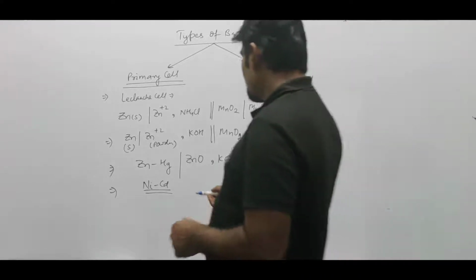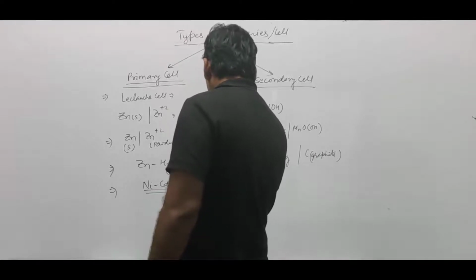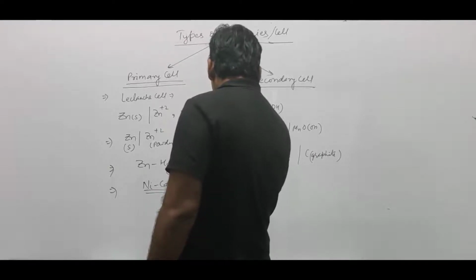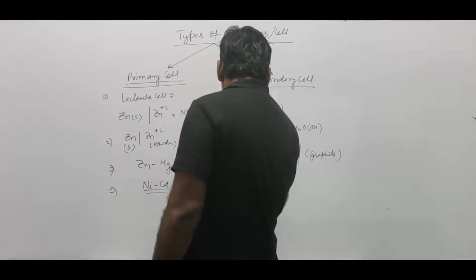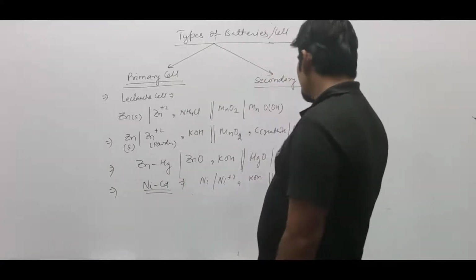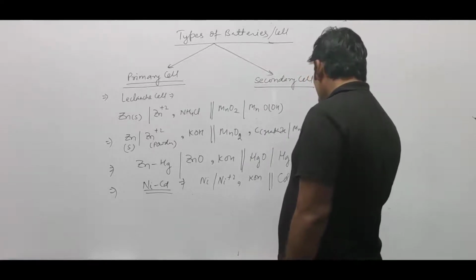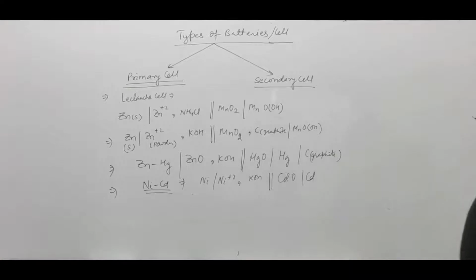So over here, in the nickel cadmium battery, nickel is converted to nickel 2 plus in alkaline solution, KOH taken as the base, and cadmium oxide is converted to cadmium. Alright, this is the nickel cadmium battery.